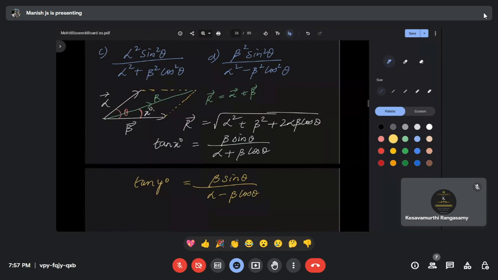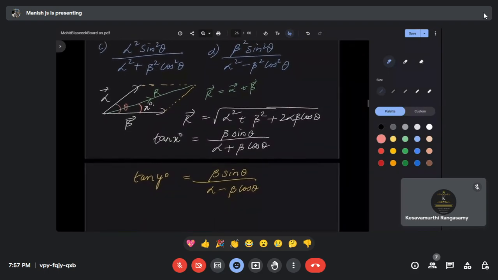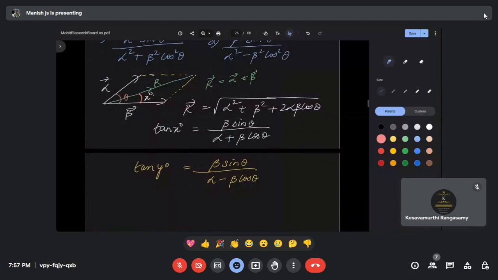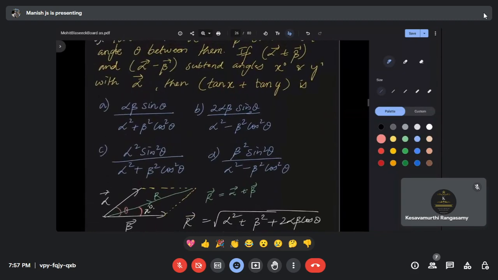So what is this for? This is for vector alpha minus beta. That's why I'm taking a minus sign. Once you have got these two, you can easily get the relation for tan x degrees plus tan y degrees. That relation you can find out, as per the question.